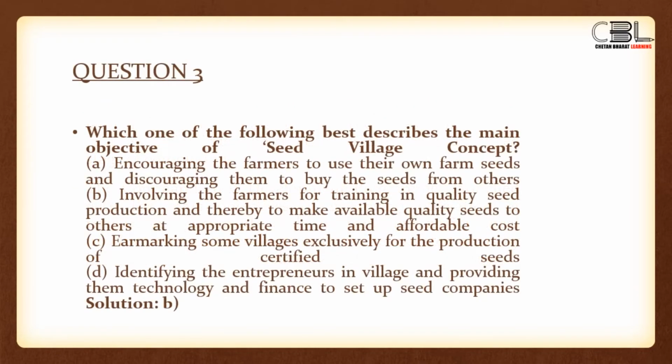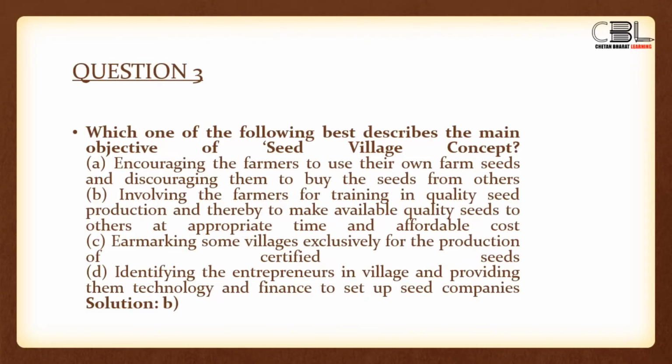Now let us move on to the next question. The question says, which one of the following best describes the main objective of the seed village concept? So you see, you must not only know some concepts or policies or funds, etc. You must know them well, because they've asked which one of the following best describes this concept. First is encouraging the farmers to use their own farm seeds and discouraging them from buying seeds from others. The second statement is involving the farmers in training in quality seed production and thereby to make available quality seeds to others at appropriate time and affordable cost.